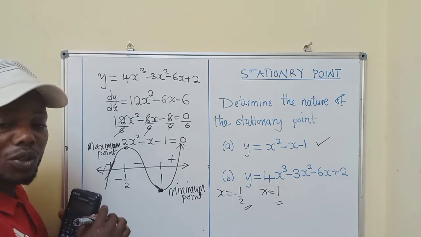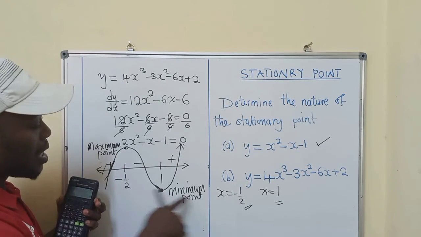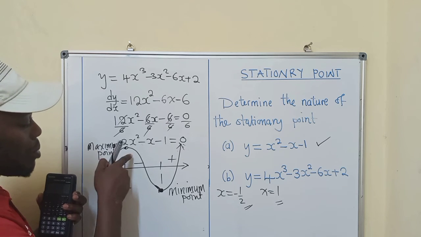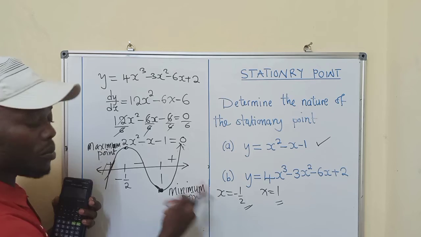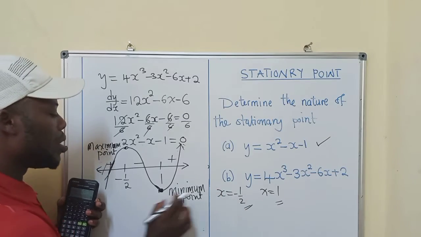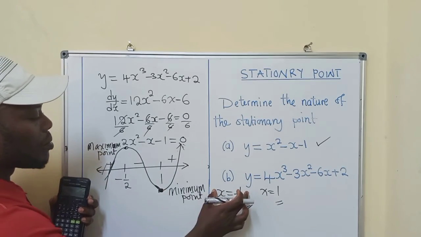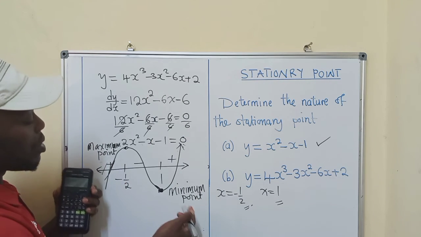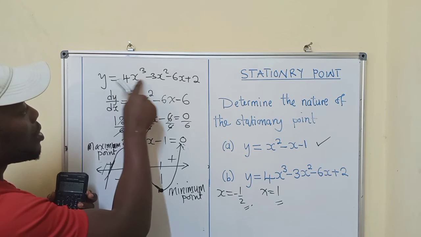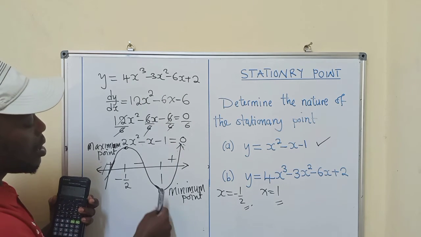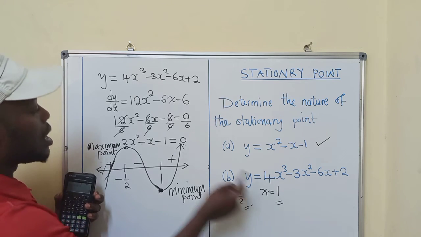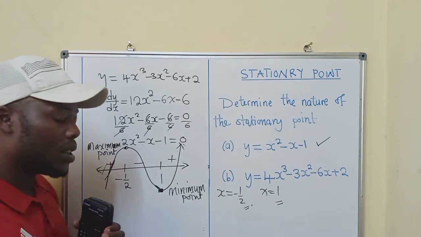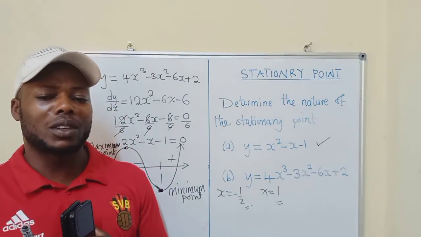So that's it. We have determined that for x equal to -1/2, it's a maximum, and for x equal to 1, it's a minimum. And when you want to find the turning points, to find the y value, you get this, substitute it here, and solve for y, meaning you get the point here. And for this one, you also solve to get the y value at this point. That's all. There is nothing much I'm going to talk about.